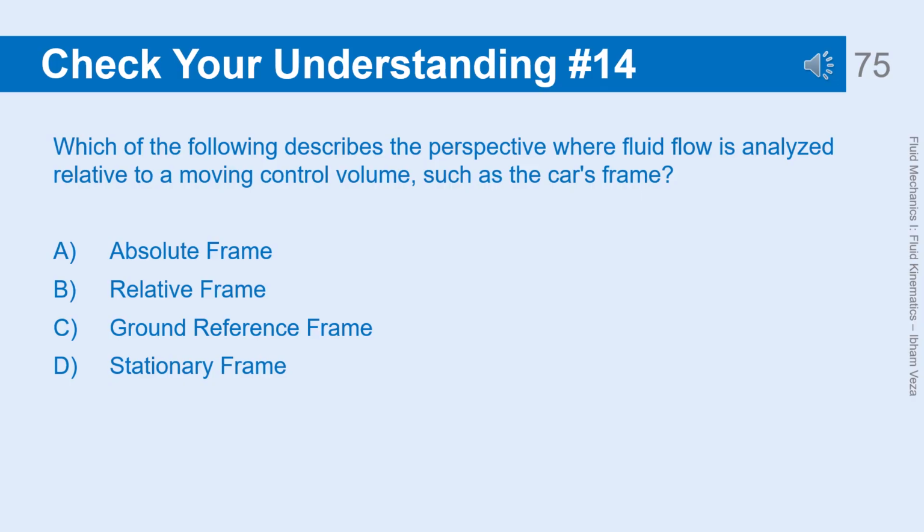C. Ground reference frame. This is incorrect because the ground reference frame is stationary, akin to the absolute frame, and does not involve a moving control volume. D. Stationary frame. This is incorrect as well, as the stationary frame also implies a fixed reference, not a moving control volume, like the relative frame.